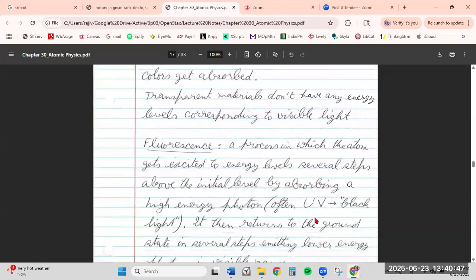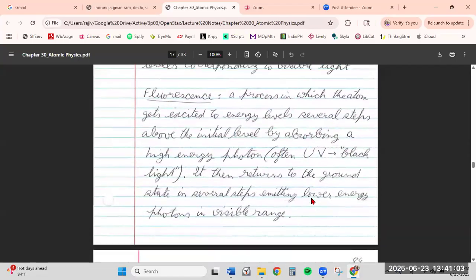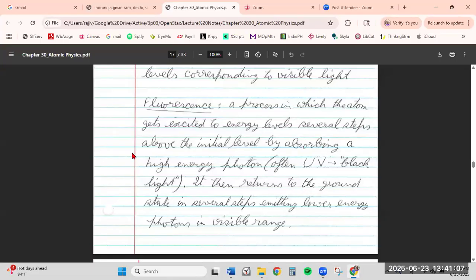Transparent materials don't have any energy levels corresponding to visible light, so none of the light is absorbed. All of it basically passes through the material. There's a phenomenon known as fluorescence, and this is a process in which the atom gets excited to energy levels several steps above the initial level. So it absorbs a high energy photon and jumps several energy levels to get to a higher excited state. And this is typically in the ultraviolet part of the spectrum, and that's what's called black light, if you might be familiar with that term. So all these posters and stuff which glow in ultraviolet light is basically due to fluorescence.